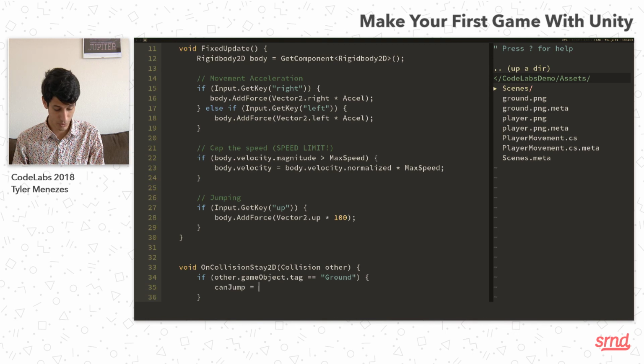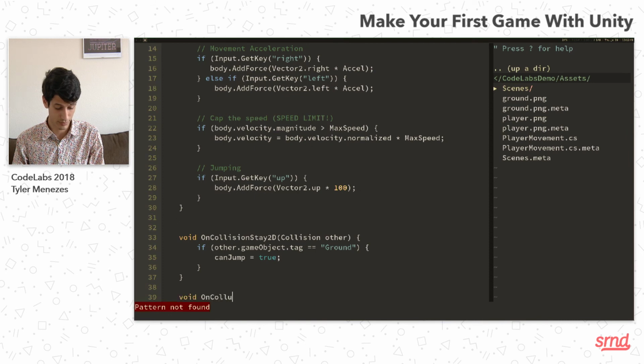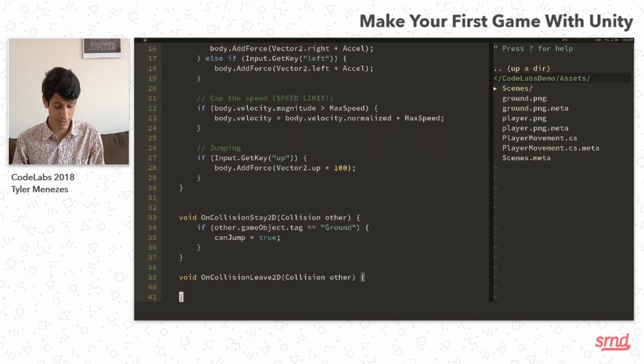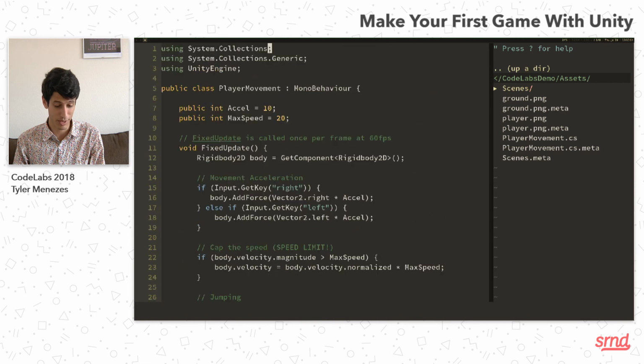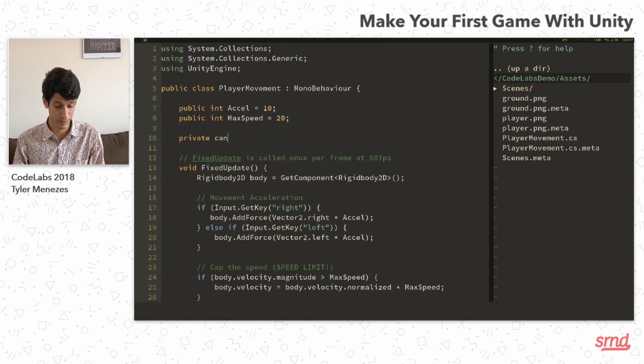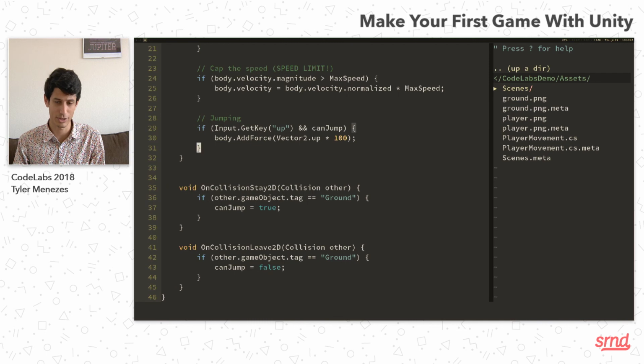canJump is true, and then we'll also check void OnCollisionLeave2D. I said I wasn't going to write the entire thing, but I guess I am going to write the entire thing because it's not too hard now that I know what I'm doing. canJump is false. We'll make another variable. This one will be private. canJump is false. So whenever we're touching something, if it's tagged as the ground, we'll set canJump to true. Otherwise, we'll set canJump to false. And then we'll check if they can jump before we allow them to jump.